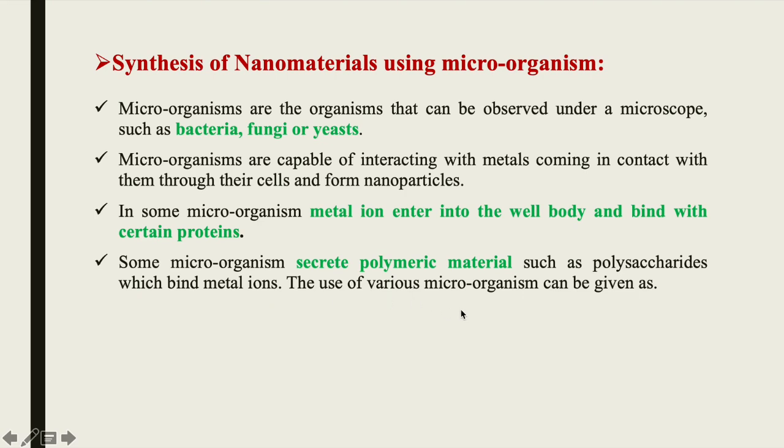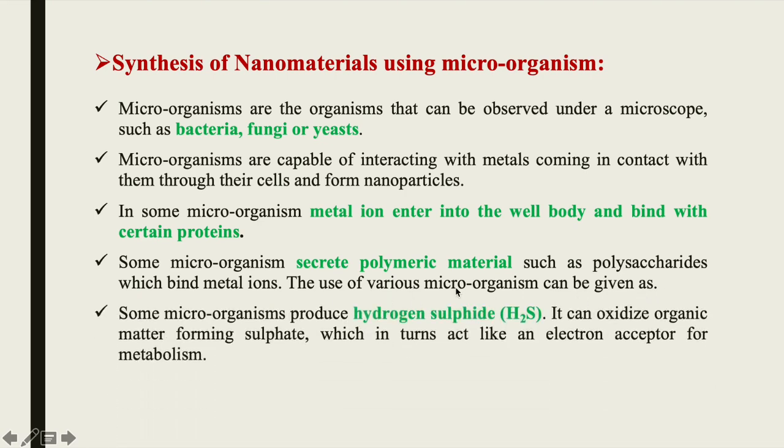So the use of various microorganisms can be given as follows. Some microorganisms produce hydrogen sulfide, that is H2S, and it can oxidize organic matter forming sulfate, which in turn acts like an electron acceptor for metabolism. So these three types of possibilities are there. That's how the microorganism synthesizes the metal nanoparticle.